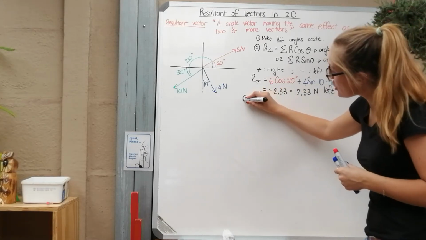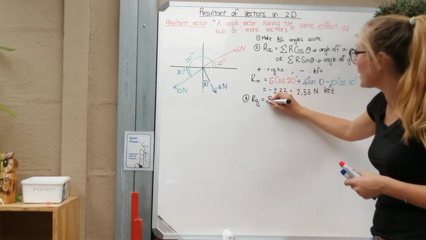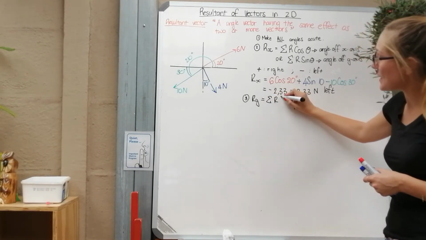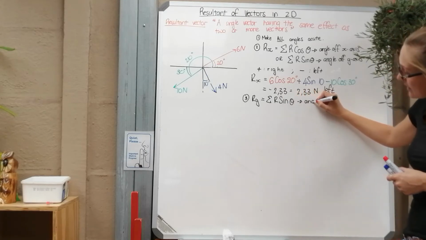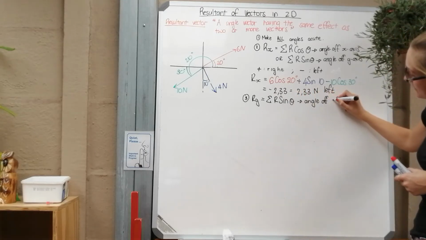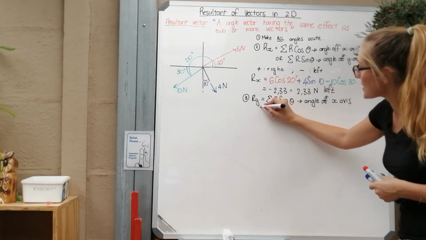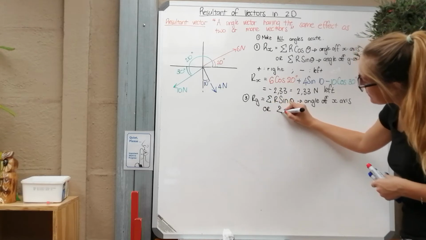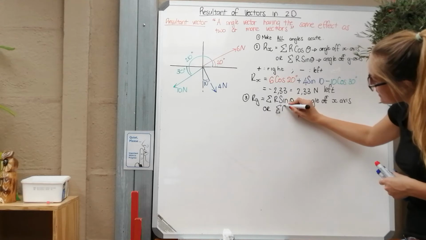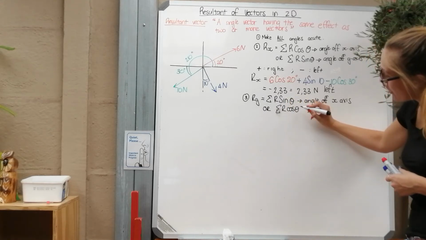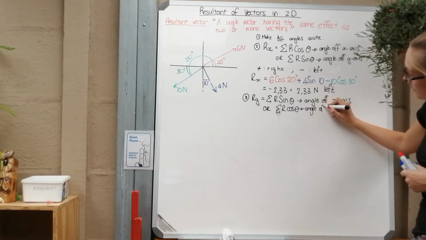Step 3 is to determine Ry, which is very similar except the complete opposite. Okay, so for Ry, we take the sum of each vector multiplied by the sine of its angle if the angle is off the x-axis. And the opposite is true if the angle is off the y-axis. So we would take the sum, whoopsie, that's supposed to be sigma, sorry. The sum of each vector times its cos of its angle if the angle is off the y-axis.